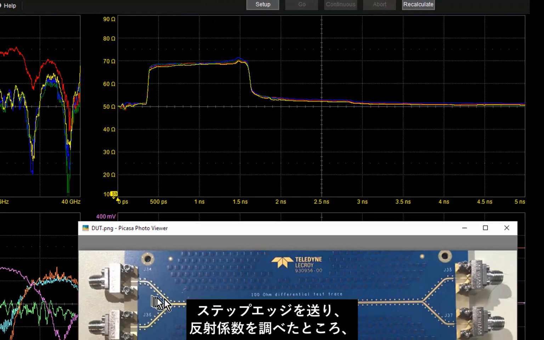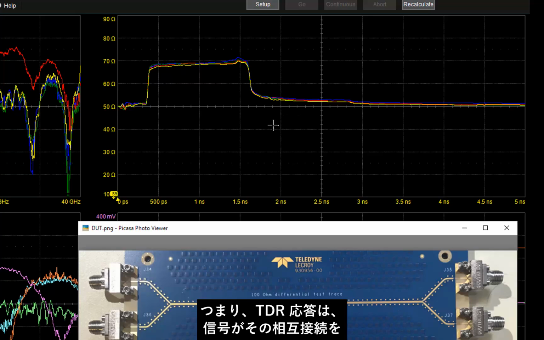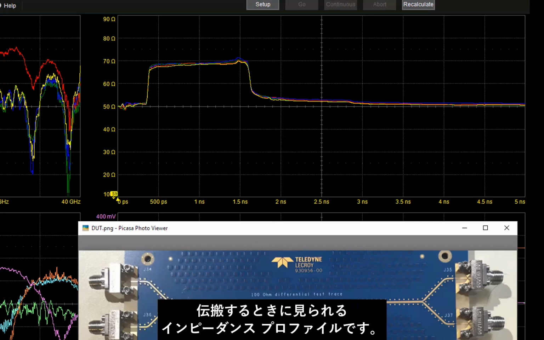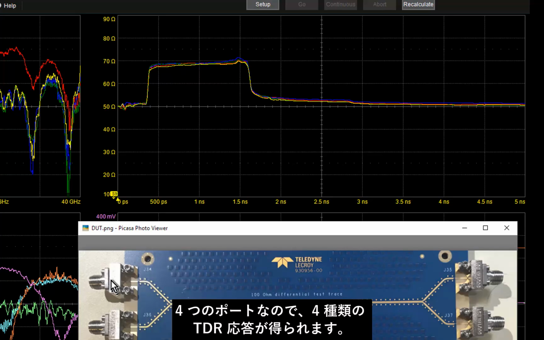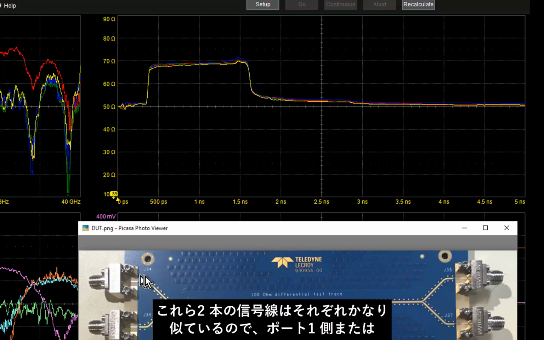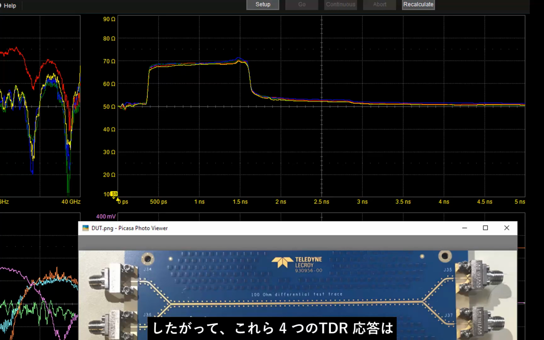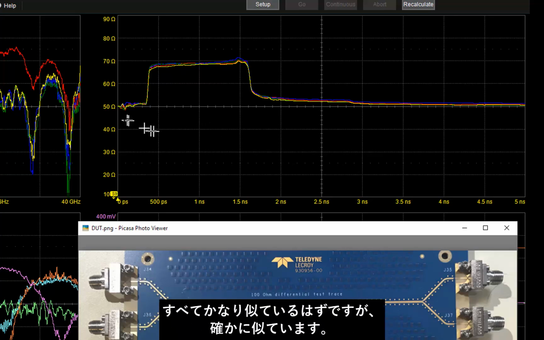We've sent the step edge in, we've looked at the reflection coefficient, and we've automatically converted that to impedance profile. So really the TDR response is the impedance profile the signal would see as it propagates down that interconnect. Only because it's 4 ports, we get 4 different TDR responses. Now we would expect this interconnect to be relatively symmetrical. Each of these 2 signal lines are pretty similar, and they should look the same from port 1 side or port 2 side, or from port 3 or port 4. And so all 4 of these TDR responses should look pretty similar, and sure enough they do.